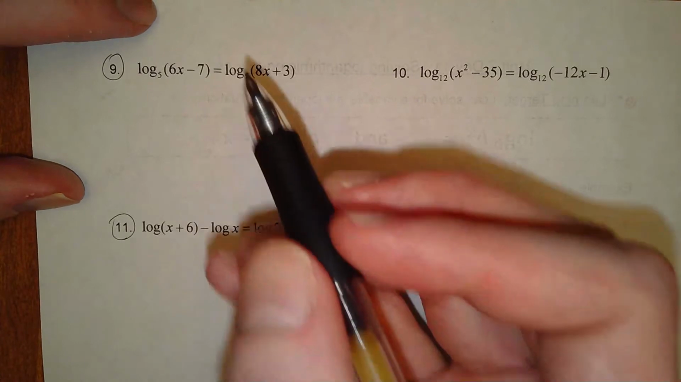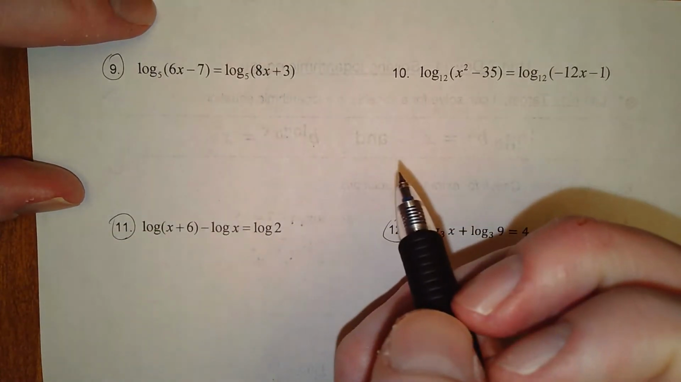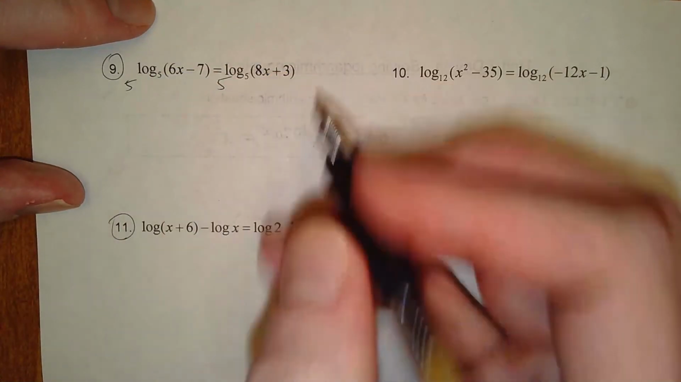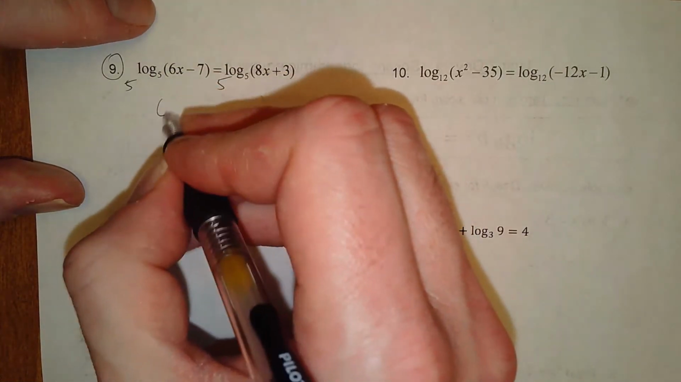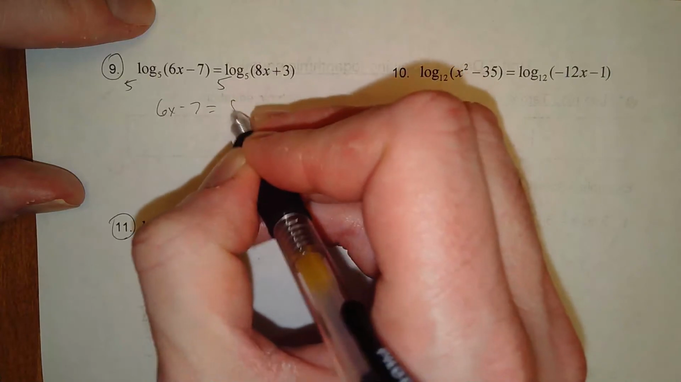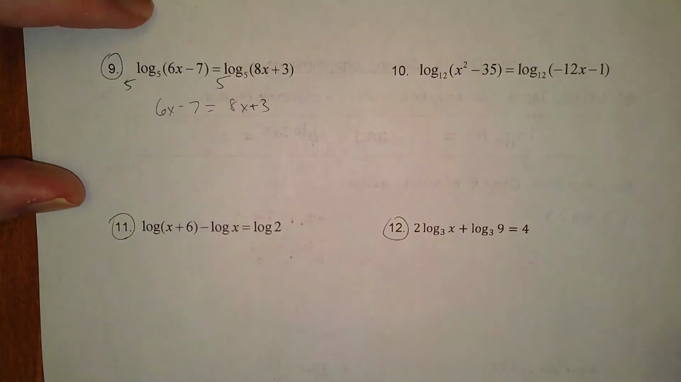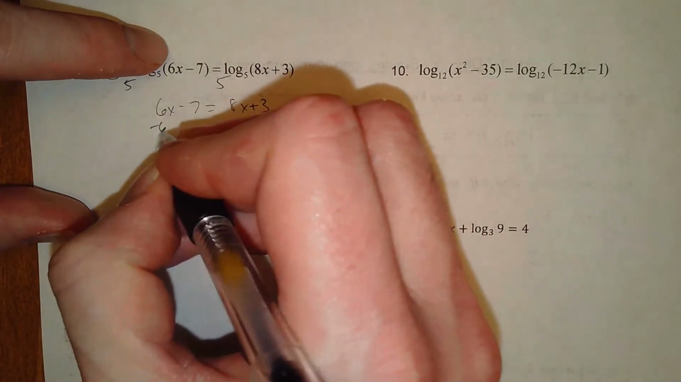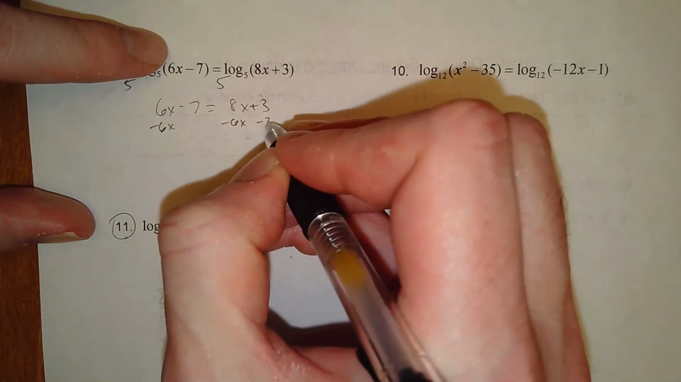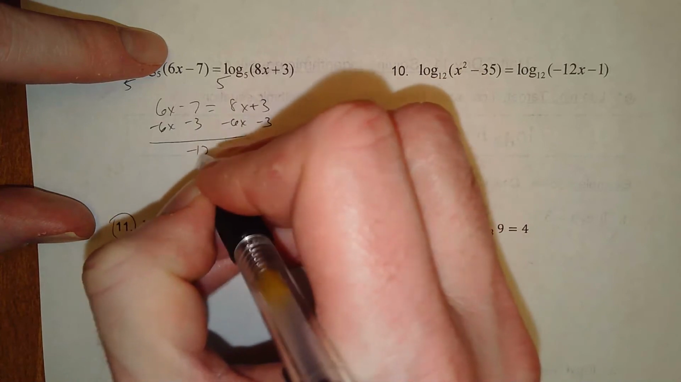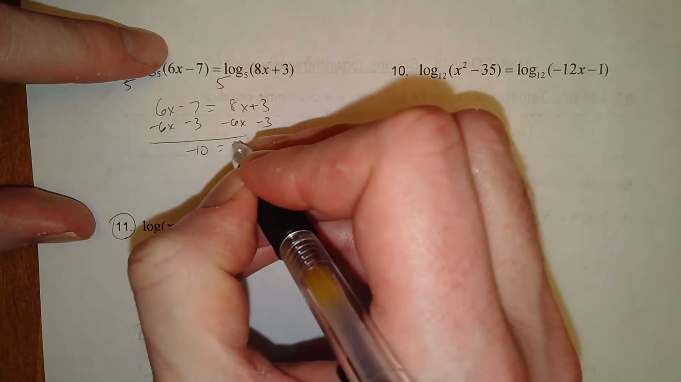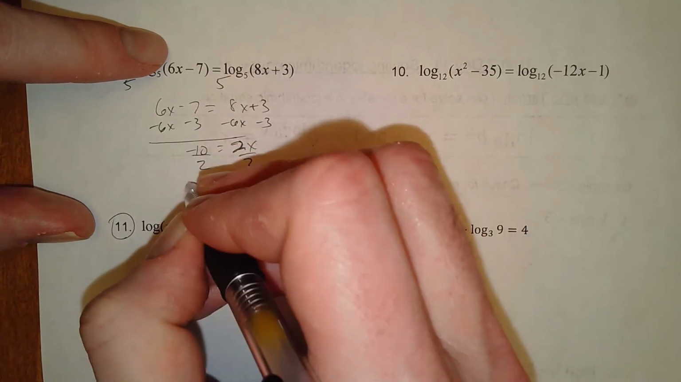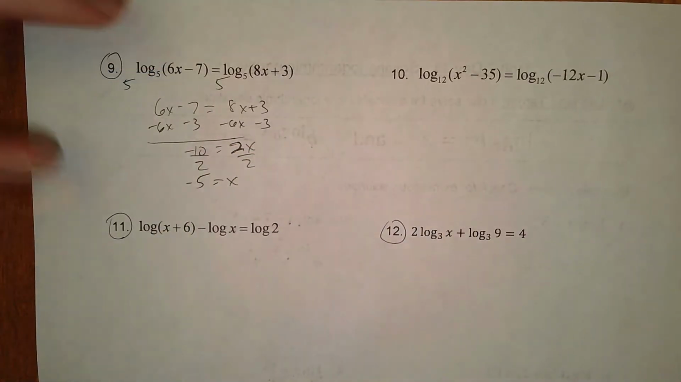But on this first one, I got a log on both sides, and that's okay. Those are actually easier, because if I take 5 to both those powers, now I've just got 6x minus 7 equals 8x plus 3, which is a pretty simple equation to solve. So I'm going to subtract 6x from both sides, subtract 3 from both sides. I get negative 10 equals positive 2x, divided by 2. So I got negative 5.